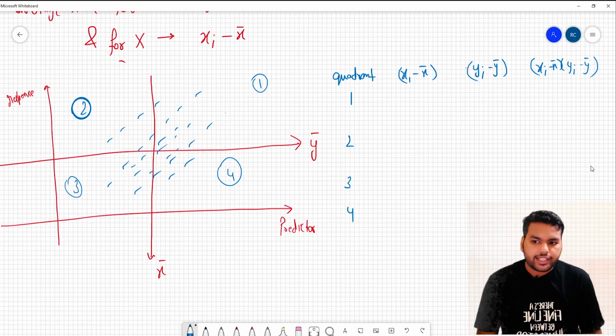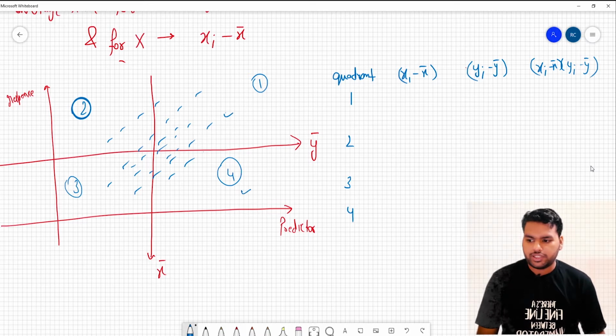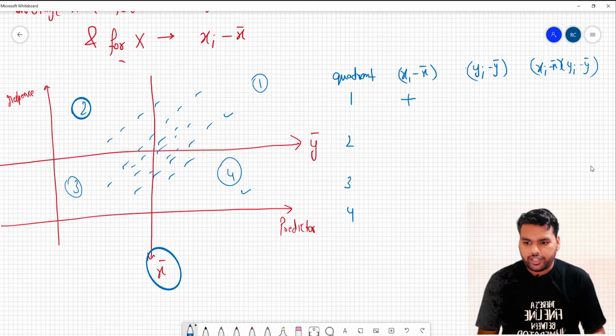So xi minus x bar is positive in which quadrant? Xi minus x bar is positive in the first quadrant and in the fourth quadrant, because this is your x bar and the points here are positive and the points on that side are negative. The yi minus y bar is positive in which quadrant? In the first quadrant and in the second quadrant. In the rest of the quadrants they are negative.